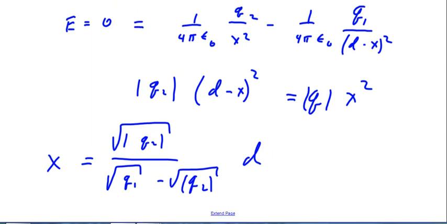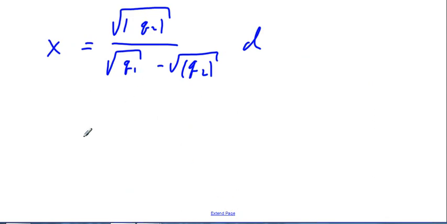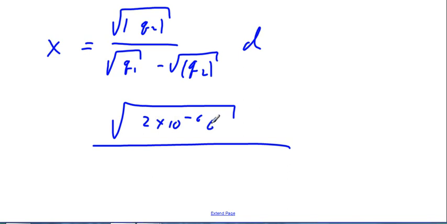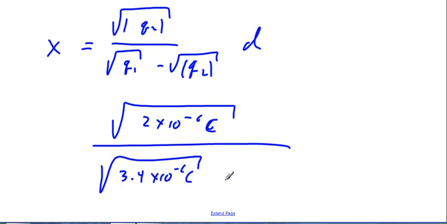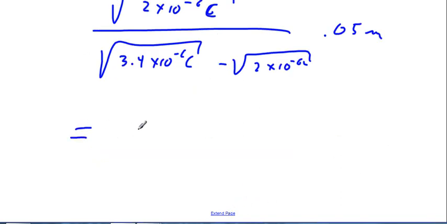Okay, so we're going to do that, and so we'll take the square root of 2 times 10 to the minus 6 coulombs, square root of 3.4 times 10 to the minus 6 coulombs minus the square root of 2 times 10 to the minus 6 coulombs, times 0.05 meters, and I do that and I get 0.16 meters, and then we have to interpret where this point is.